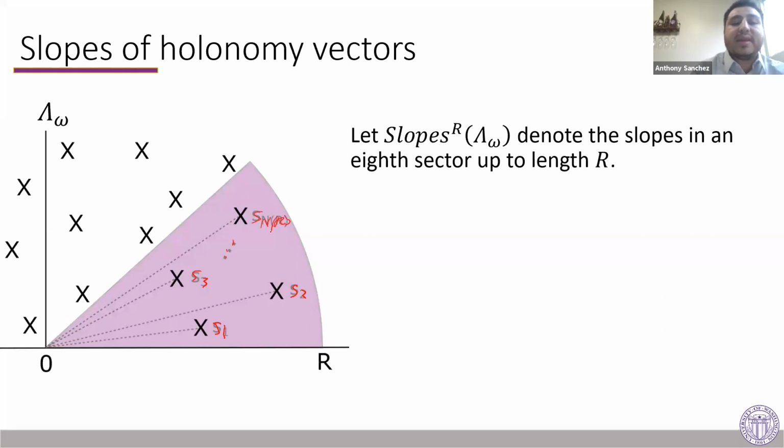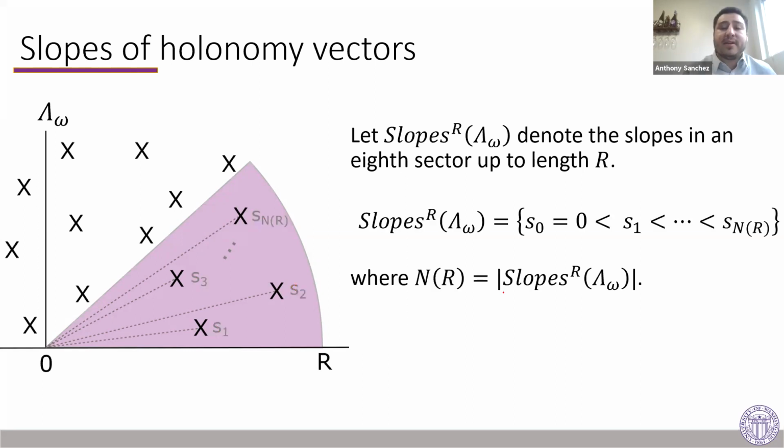And that's what N of R means. N of R is just the number of saddle connections that I'm seeing. So in symbols, this is just a set S naught equal to 0, S1, dot dot dot, in increasing order, all the slopes up to however many there are. That's what I mean by N of R. Okay, and let me just consider these slopes for now. If I rotate the other saddle connections to land inside of this 8th sector, I can understand them separately. So for now, let me just restrict to this 8th sector.